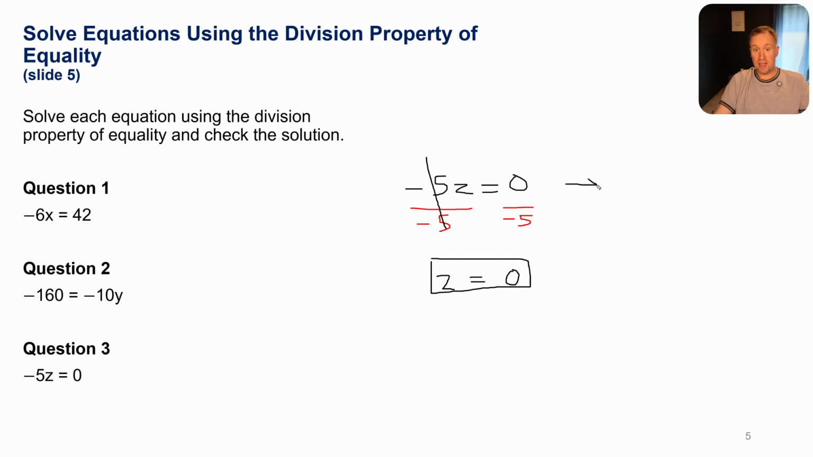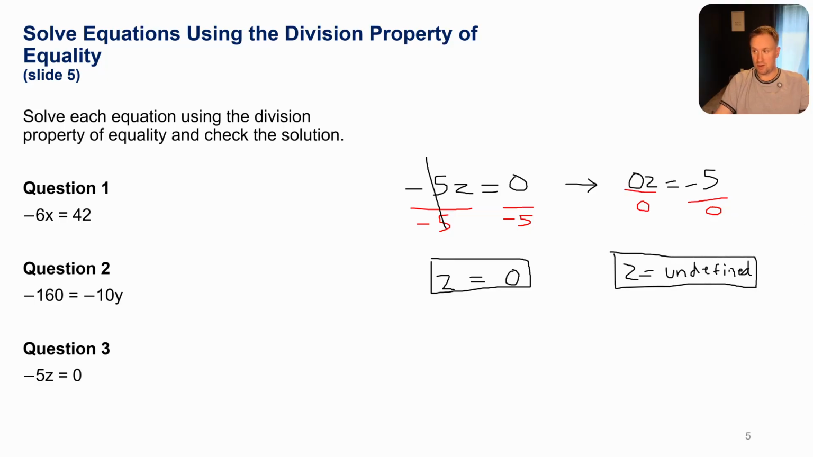Now on the other hand, if I had the 0 in the denominator, so let's say instead I had 0z equals negative 5. Well, in this case, I would be dividing both sides by 0. And then I have a 0 in the denominator, okay? So anytime you have a 0 in the denominator, your answer is not 0. It's actually called undefined. Or if you put it in a calculator, it usually comes up with a sort of error message. Okay, so you can't have a 0 in the denominator.